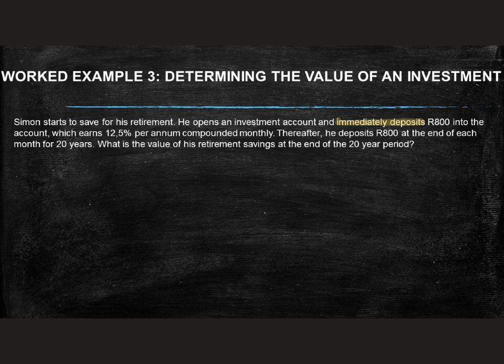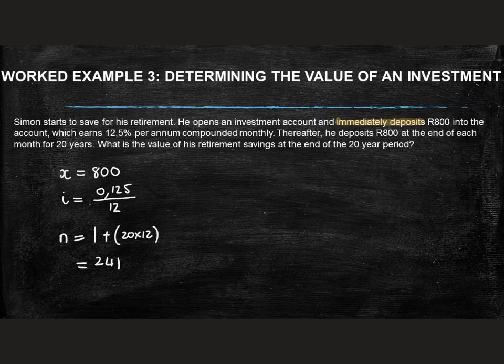The account is going to earn 12.5% compounded monthly. Thereafter, 800 Rand deposits for each month for 20 years. What is the value of his retirement savings at the end of 20 years? Again, what do we know? We know that he's saving 800 Rand. We know that the interest rate in decimal form is 12.5% per annum. But now what we know is that there was an immediate payment. That's the one. And then we know that there were 20 years and 12 months, which gives us 241 months.